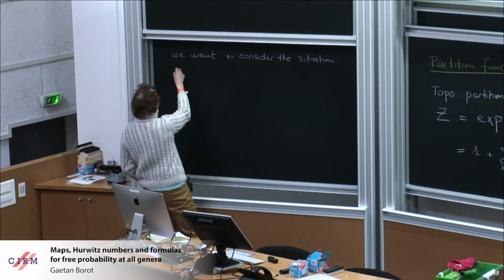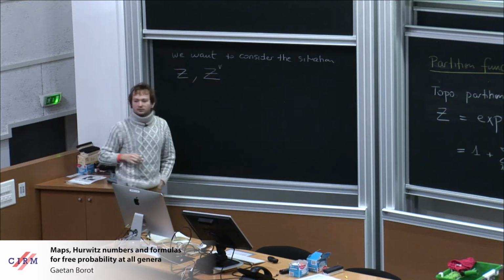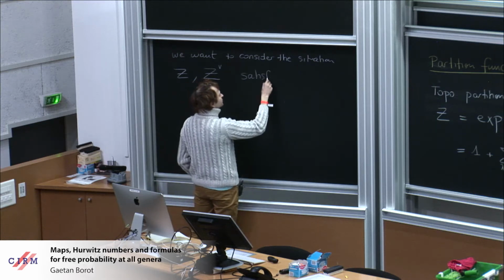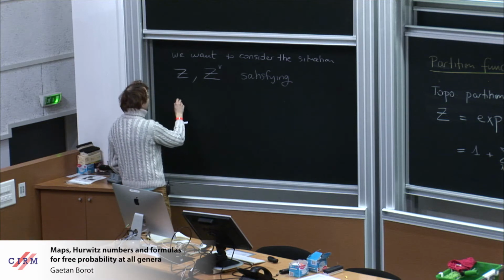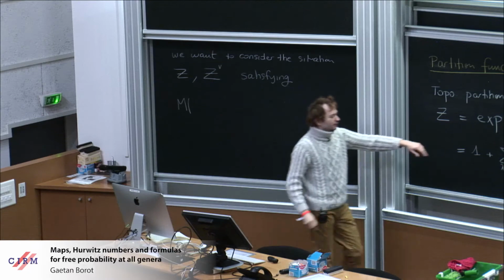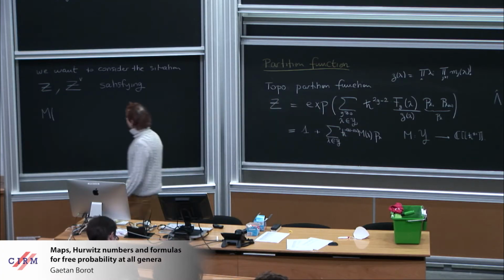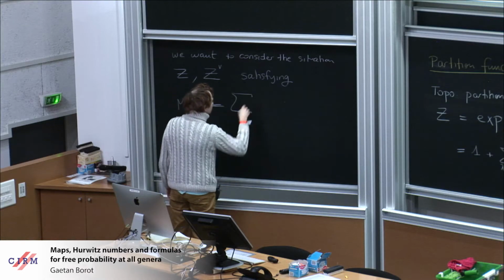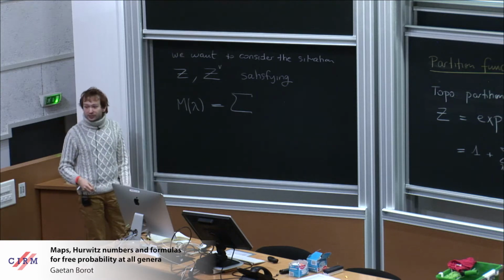So Z and Z check satisfy a master relation, which is, so each of the Z and the Z check have their function on partitions, M and M check. And M lambda is given by, so you can think of it as an infinite column vector indexed by partitions.